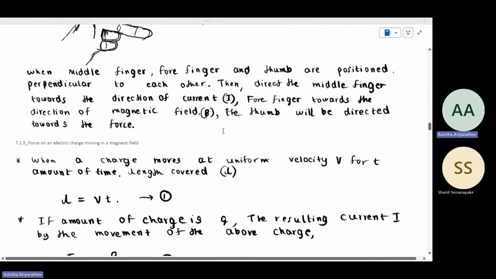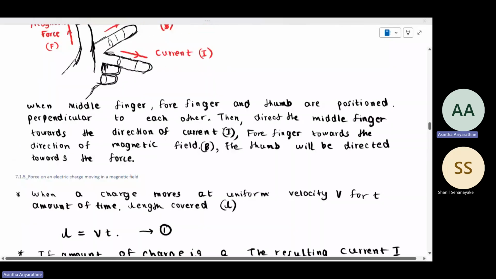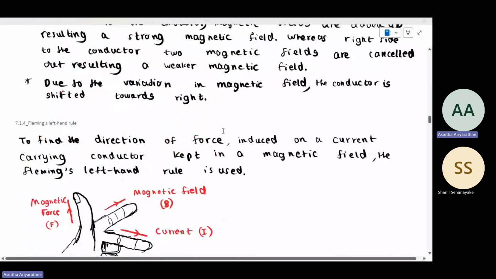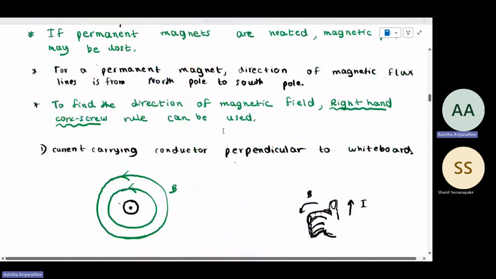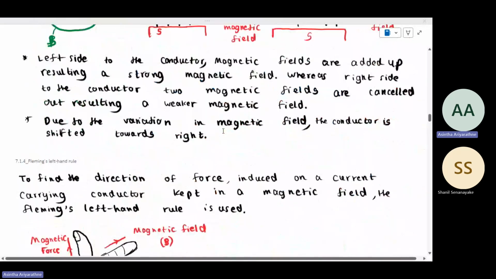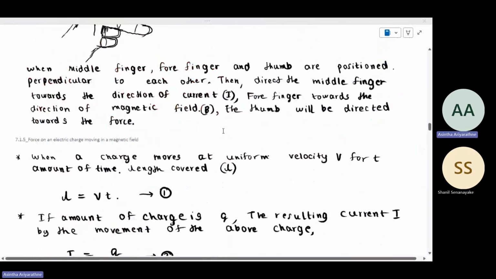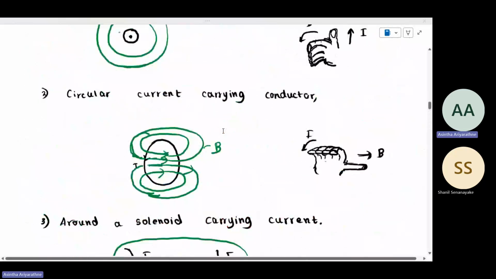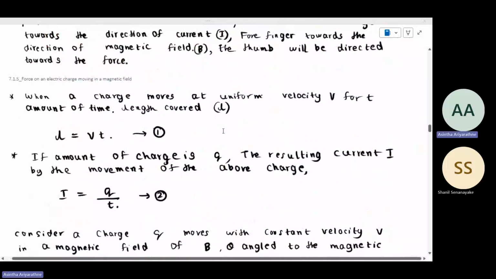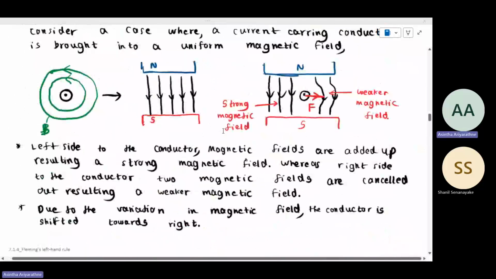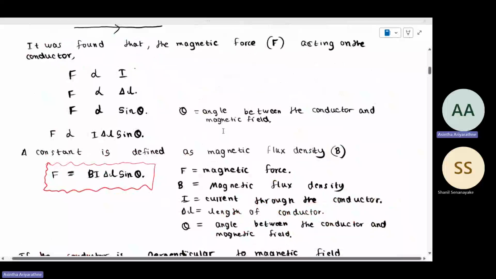Right. So in previous sessions, we learned about the force acting on current carrying conductors kept in a magnetic field. The expression is F = BIL, where B is the magnetic flux density, I is the current through the conductor, and L is the length of the conductor.